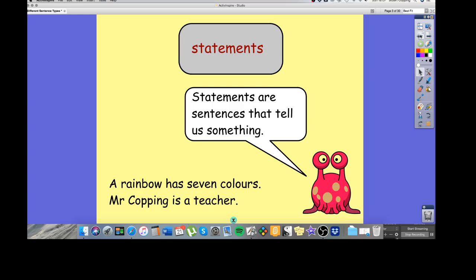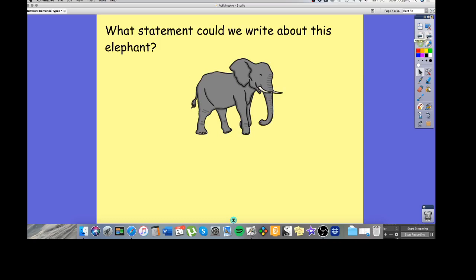Okay, so got your piece of paper and a pencil ready? I want you to write a statement about this elephant. So tell me something, or write down something about this elephant. Pause the video now and write your sentence. Okay, you could have had lots of different things. You could have had, this elephant is grey. This elephant has 4 legs. This elephant has 2 tusks. This elephant lives in Africa. Okay, any of those would have been a statement, because a statement is telling something that is true.